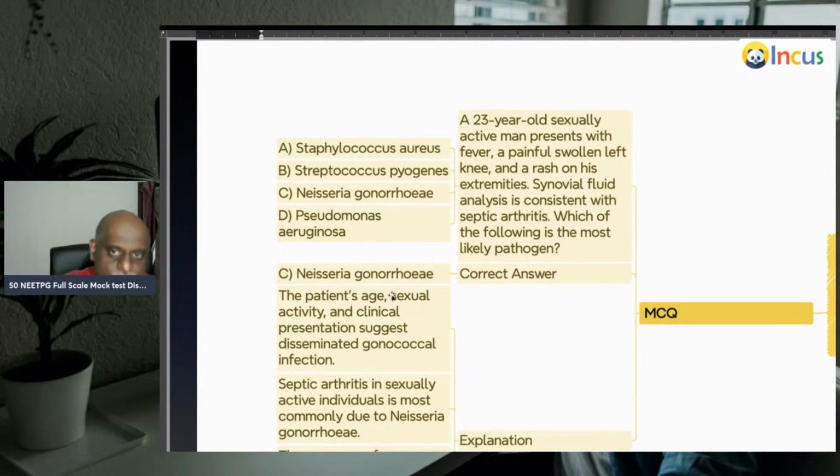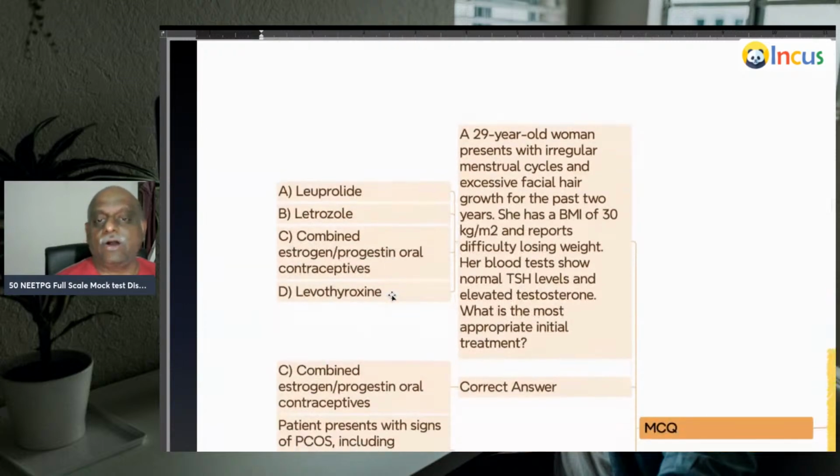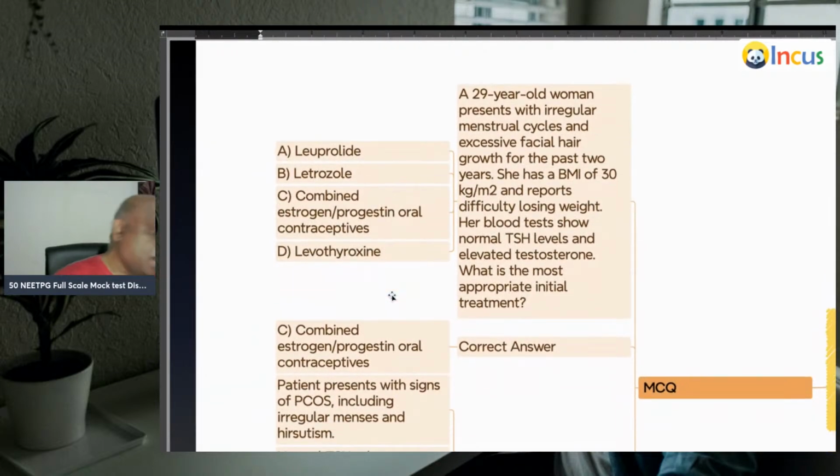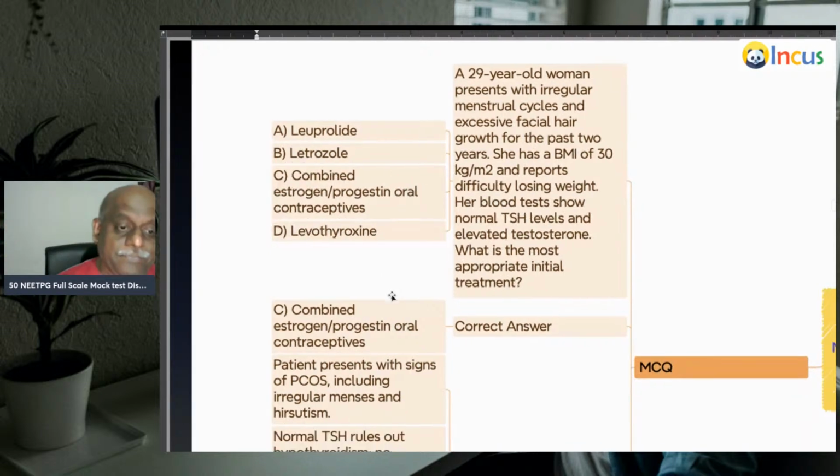A 23-year-old sexually active man with a painful swollen left knee and a rash, synovial fluid shows septic arthritis. Always, for any young man with a monoarticular arthritis, ask for a history of whether he has gone to a red light area in Bombay or Bangkok. Neisseria gonorrhoeae is the underlying cause of the septic arthritis. Monoarticular presentation in a young individual is what you should remember.